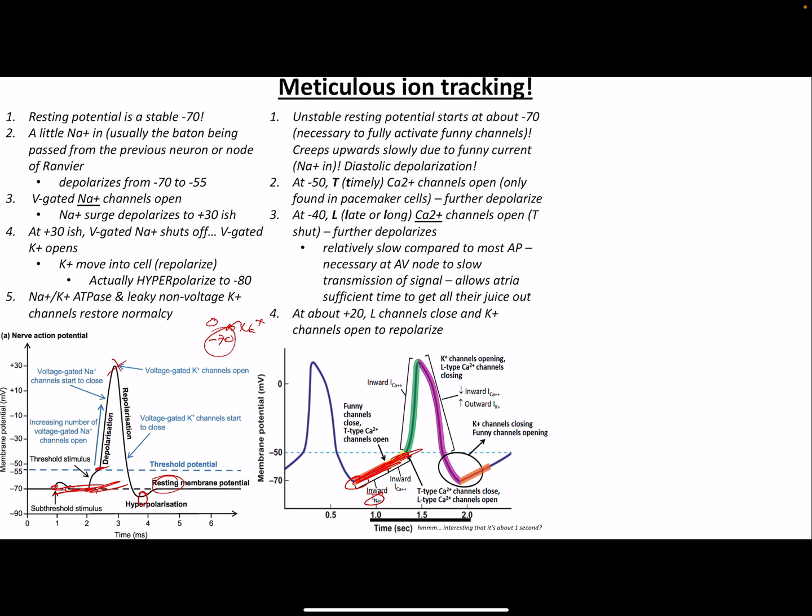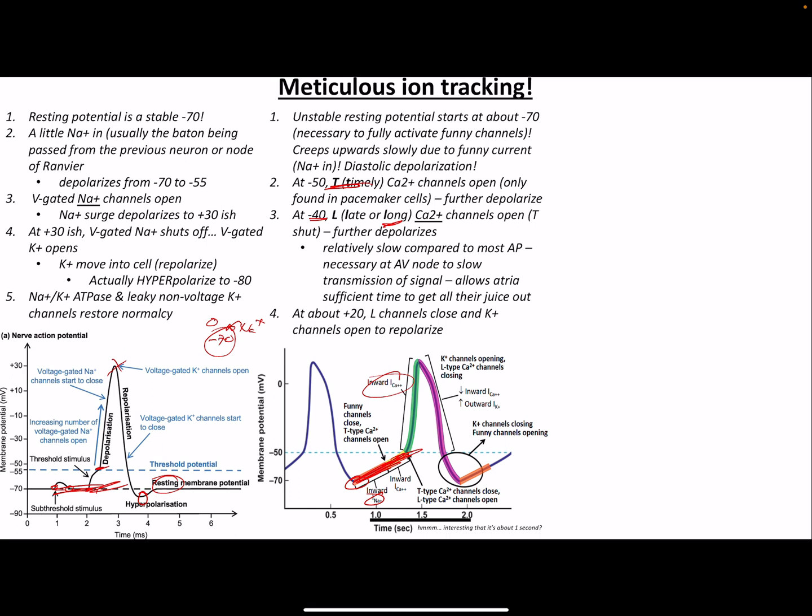At about negative 50, calcium channels open. What kind? T calcium channels. I think T for timely because they arrive on time. A little bit later, at negative 40, the calcium coming in is going to exacerbate the depolarization. I think L for late, but really it's L for long because they are open for a lot longer. The T channel shuts, the L one stays open, and that is responsible for phase 0.